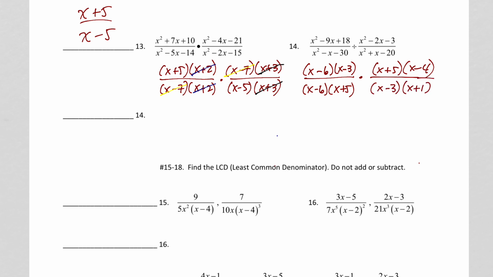Okay, now, because this is now a multiplication, anything on top can cancel with anything on the bottom. So I'll cancel this. The x minus 3's cancel. And the x plus 5's cancel. And we're left with x minus 4 over x plus 1.